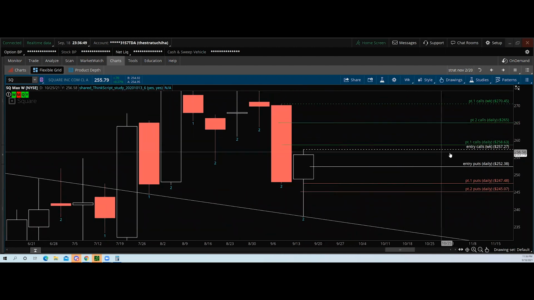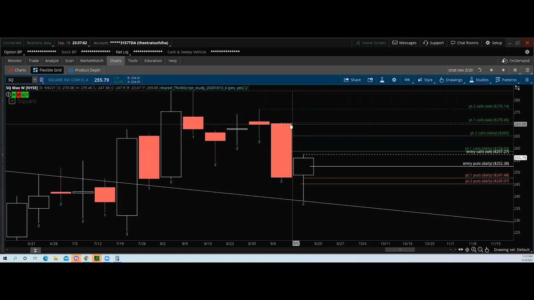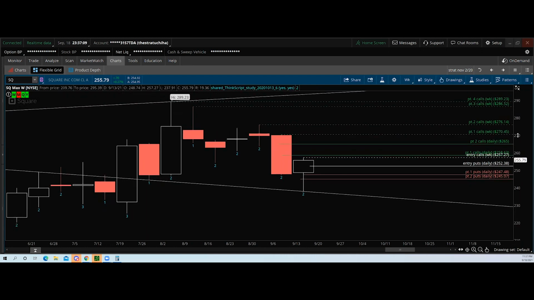Anyways, the entry for calls on the week would be 257.27 high. I found that by marking the high of this candle. As you can see, the high is 257.27. PT1 for calls on the week is going to be 270.45. Then PT2 is going to be 276.14. PT3 is going to be 286.52. Then PT4 is 289.23. And all I'm doing is marking the highs of the candles.